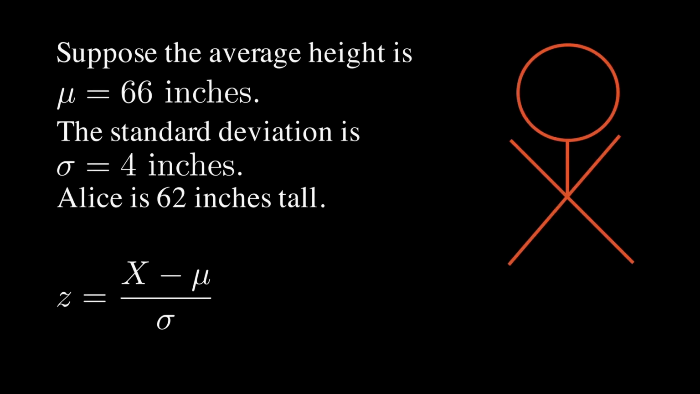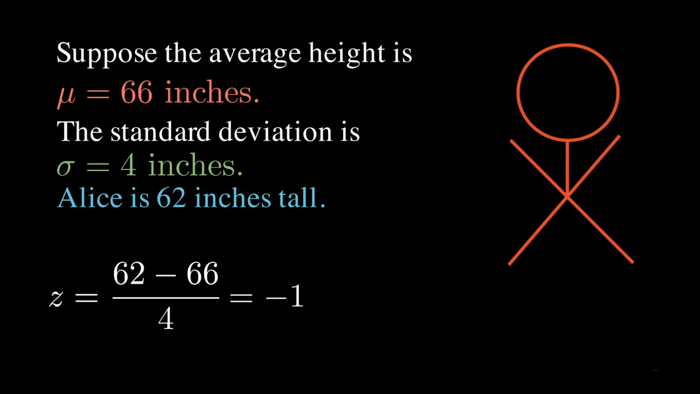Let's look at another person, Alice. Alice is 62 inches tall, so mu is still 66, x is 62, and sigma is 4. Alice's z-score is -1. She is 1 standard deviation below the mean.